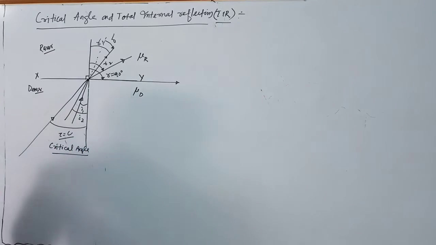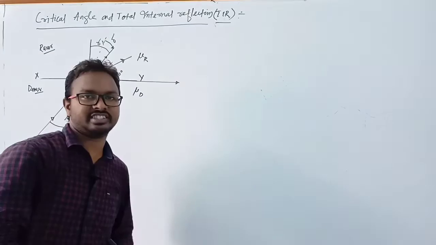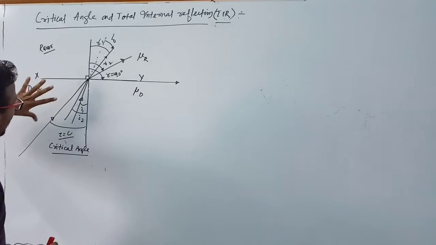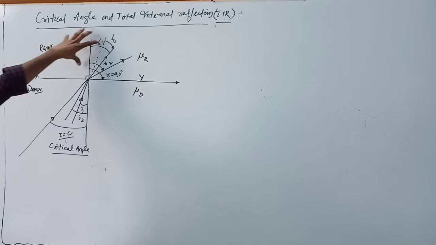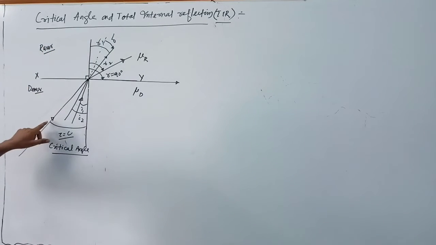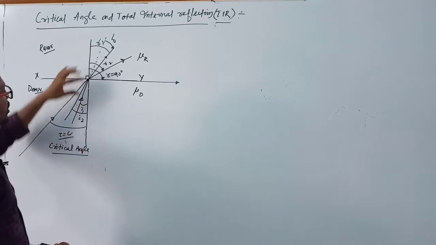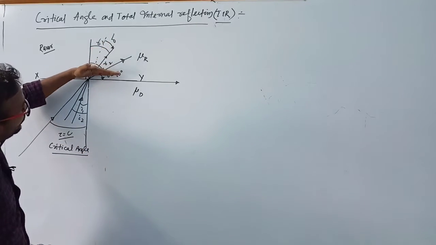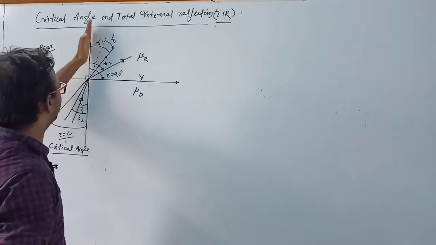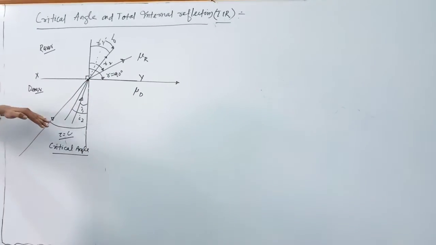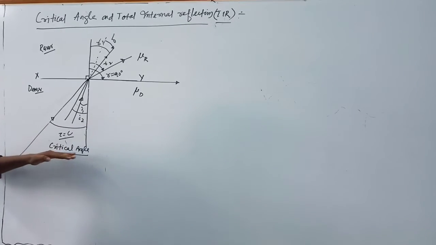So what is the critical angle? You have to remember this concept. When a ray of light travels from denser medium to rarer medium at a particular angle of incidence for which the angle of refraction will be 90 degrees with the normal, at that time, the angle of incidence is known as the critical angle.